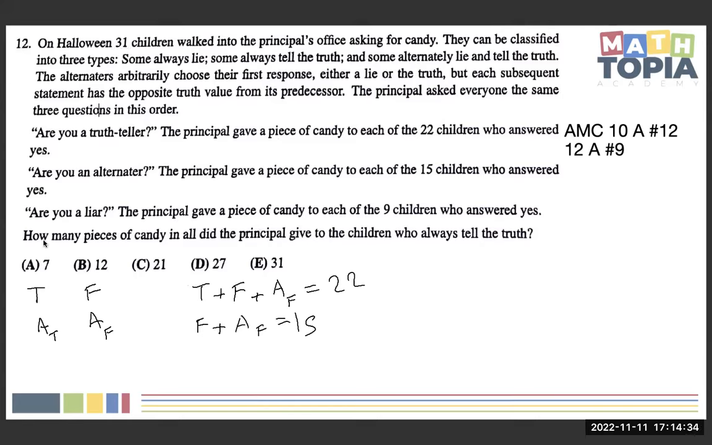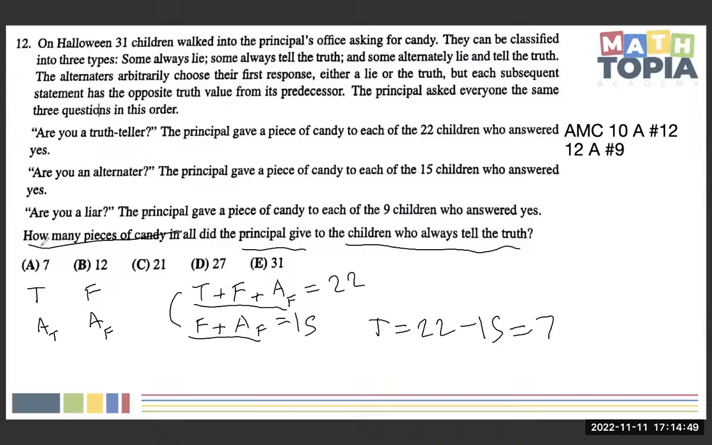But look at what the problem's asking. It's asking for how many pieces of candy the principal gave to the children who always tell the truth. But we already know that because we just subtract these two equations. You can just subtract them. And t is just 22 minus 15, which is 7.